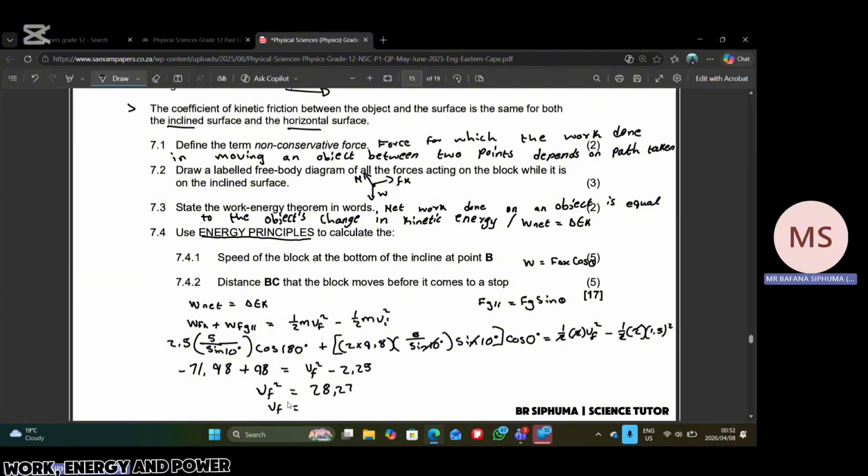I have Vf squared now, but they want Vf, the final velocity, or the speed. So you know the square root is plus or minus, right? So I'm going to have plus or minus 5.32. But because they're asking for the speed, I'm going to have Vf as 5.32 meters per second right there. So that is my answer.